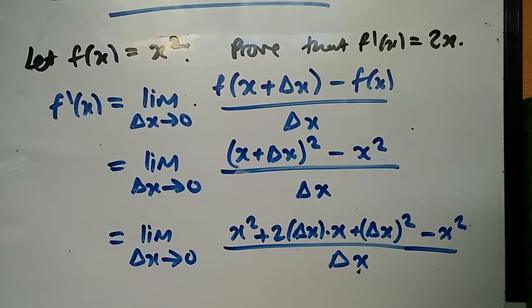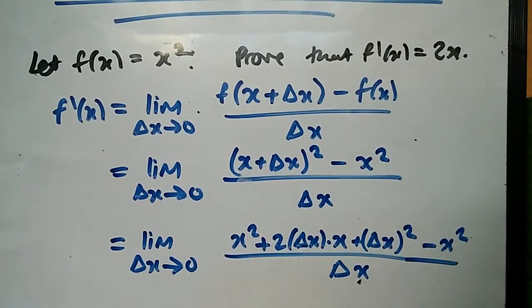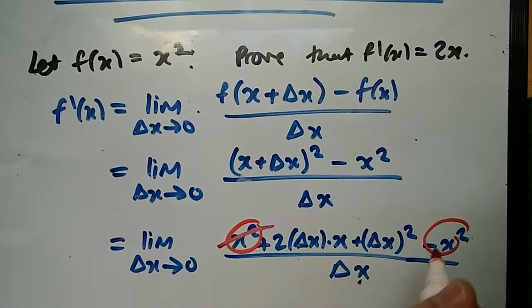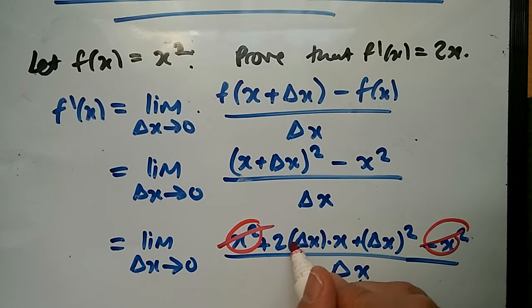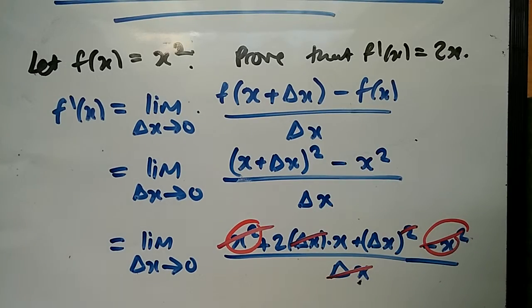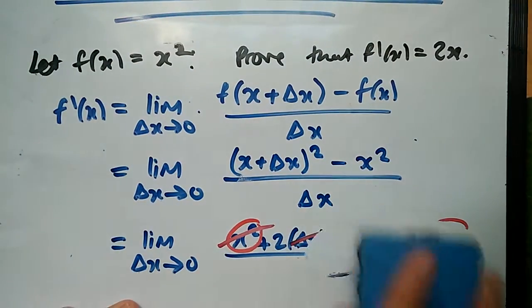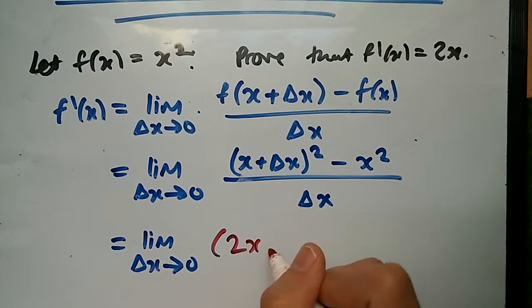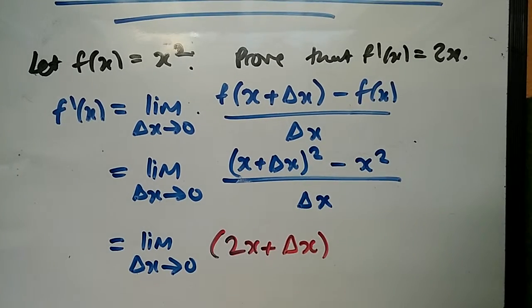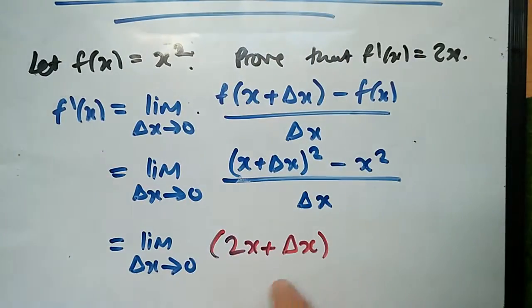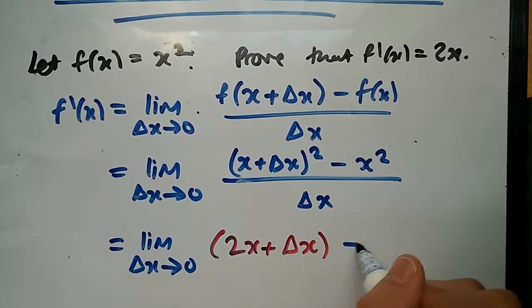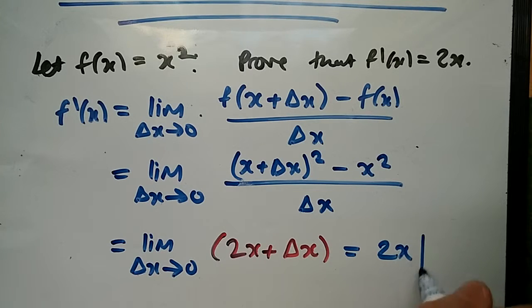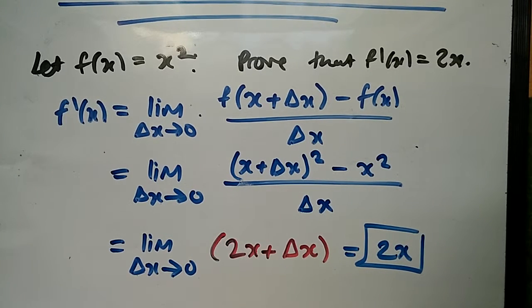Okay, we're near the end, so let's simplify the top line. These two x squared terms cancel out, and notice that we still have delta x in each term, so we can cancel one delta x with the delta x below. What we're left with is 2x plus delta x. Now, taking the limit as delta x approaches 0 is very easy. The delta x part just becomes 0, so we're left with 2x. And that's it, guys. This is the definition of the limit. I hope you understood everything, and of course this is exactly what we expected.